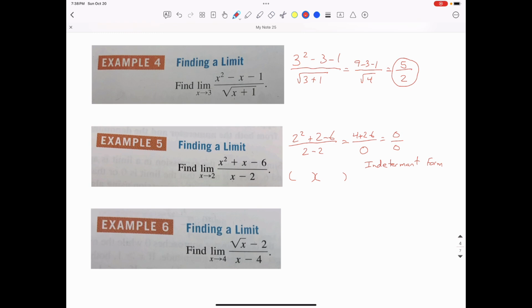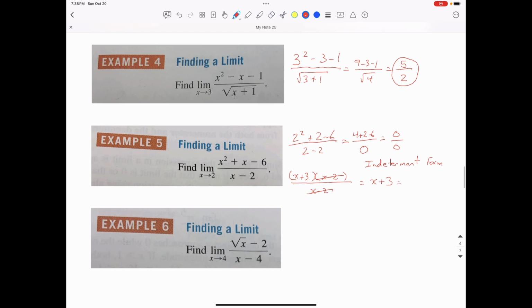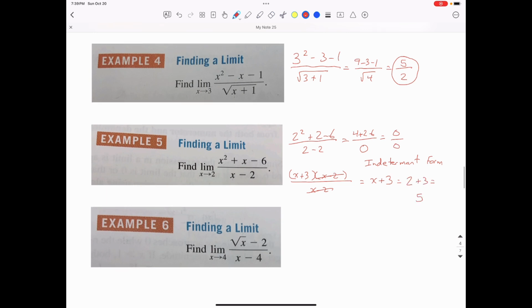So x squared plus x minus 6 factors into x plus 3 times x minus 2. The x minus 2's will cancel, leaving us with just x plus 3. Now that we know it simplifies to x plus 3, I can do a direct substitution and replace that x with a 2. I get 2 plus 3, which equals 5. So the limit as x approaches 2 is equal to 5, even though direct substitution with the original problem yields the indeterminate form.